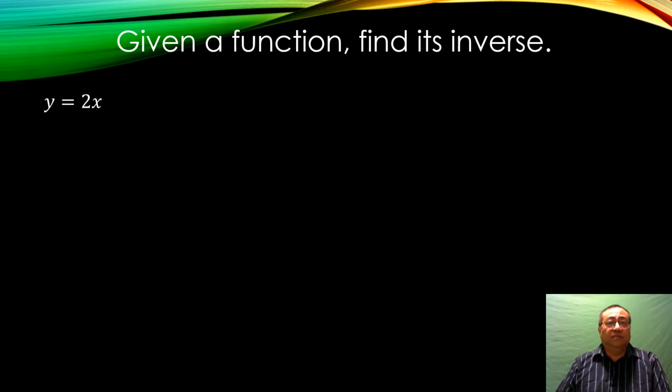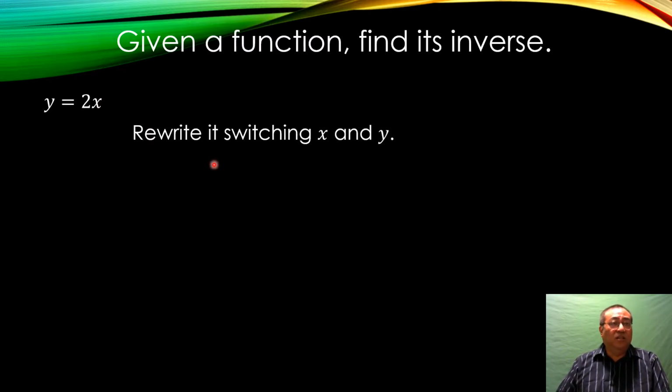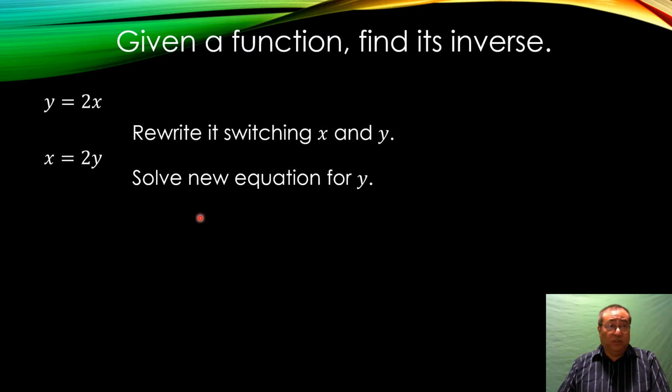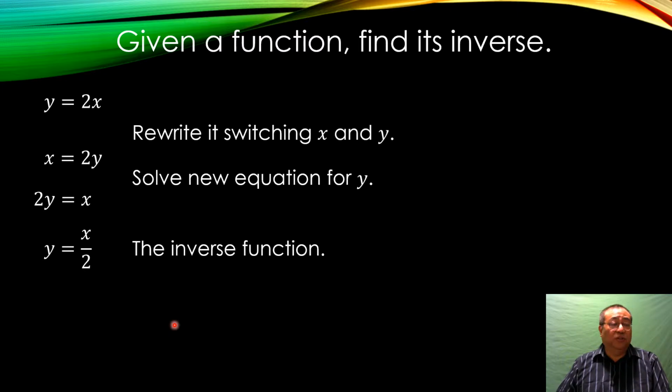That means if we're given a function, we can find its inverse. So first, this is the original function. Rewrite it, switching x and y. Now solve the new equation for y. I'm going to move the y to the left by using the symmetric property of equality, and then divide by 2. That's the inverse function, which kind of makes sense. If the original function is 2 times x, then the inverse is x divided by 2.